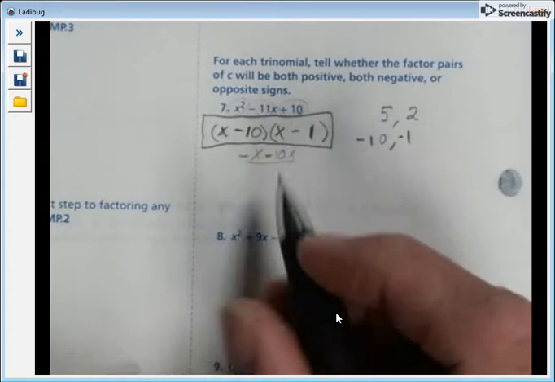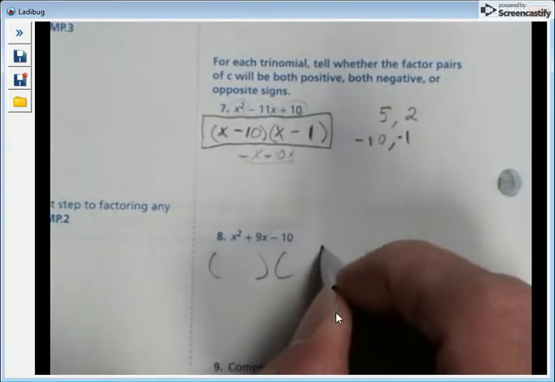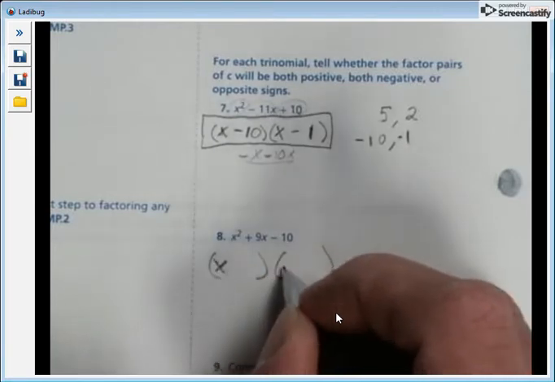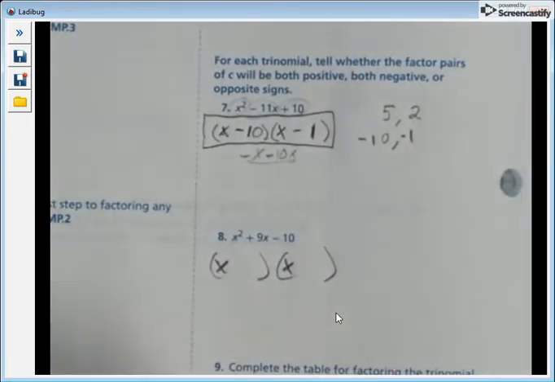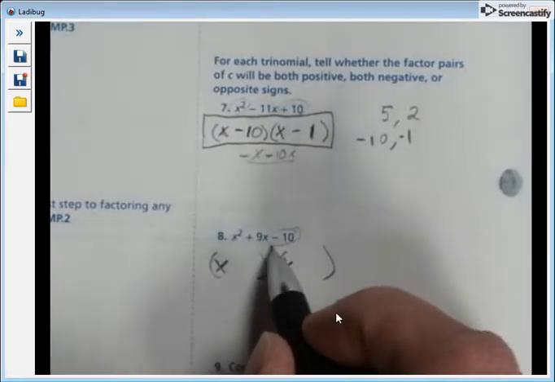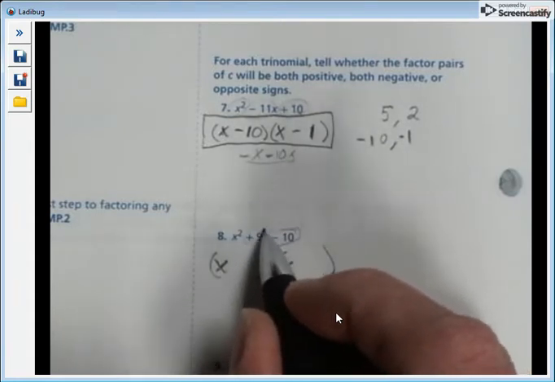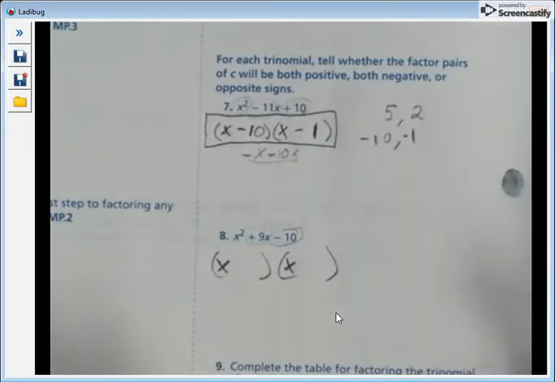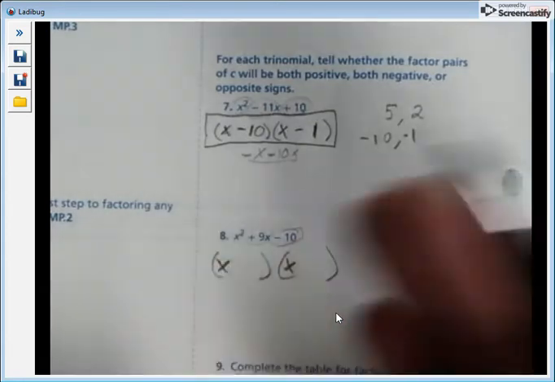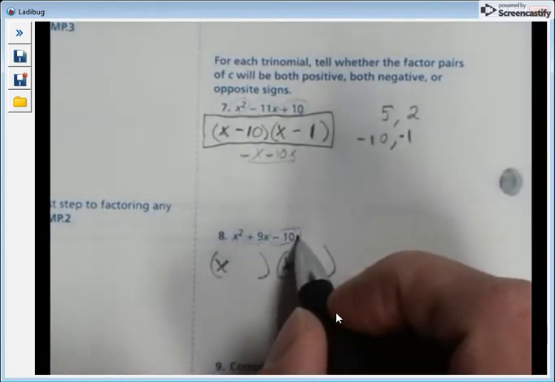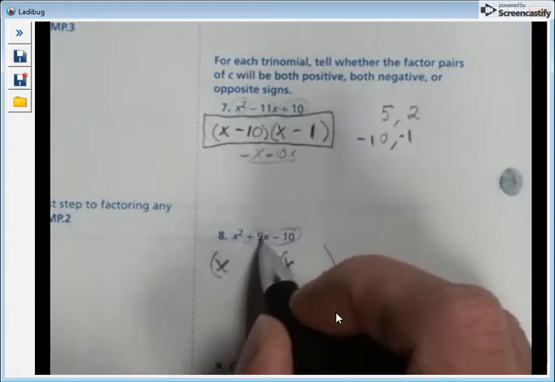Okay? So I have my trinomial. It's an x squared again. I love that. That just means the first part of each of those binomials is going to be an x, because x times x is x squared. And so now I'm looking at negative 10, two numbers multiplied together that give me negative 10, but then add up to a positive 9. So again, 5 and 2 don't get me anywhere near 9, but a 10 and a 1 can get me to 9, right? But I need a negative 10, and I need a positive 9 for the sum.